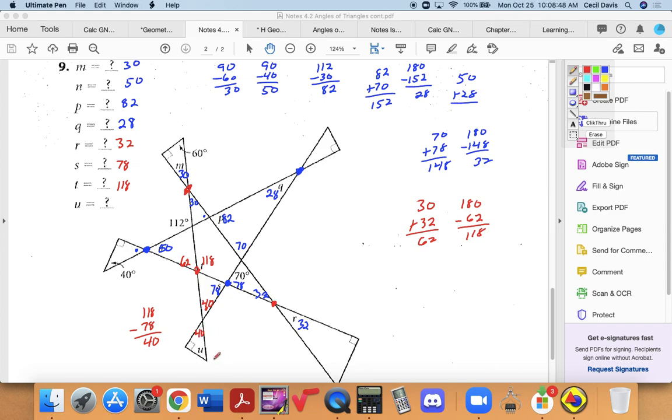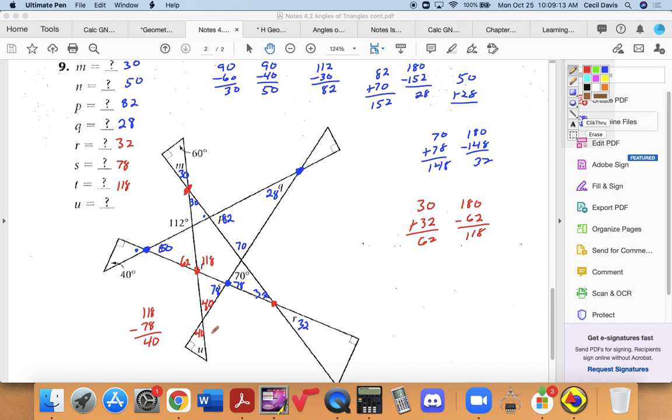And then how can I quickly find U? Would 40 be the outside angle and add up? No, this is not exterior to the triangle. The exterior angle has to be right up against the triangle. I'd probably say 90 plus 40, 180 minus the sum of 40. Okay, and that's fine. You can do it that way.